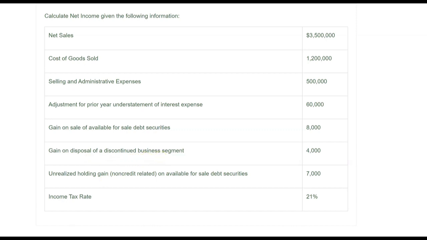Now we have gain on disposal of a discontinued business segment. Okay, well, discontinued operations, does that go on the income statement? Is that going to be part of our net income figure? Yes, it will. So that's going to be relevant also. And now how about this last one? Unrealized holding gain on available for sale debt securities. So now we have available for sale debt securities that have gone up in value. Does that increase in value show up on the income statement? No, it shows up in OCI. With a 21% tax rate, let's go to work and figure out the bottom line net income, because that's what they're asking for in this question.